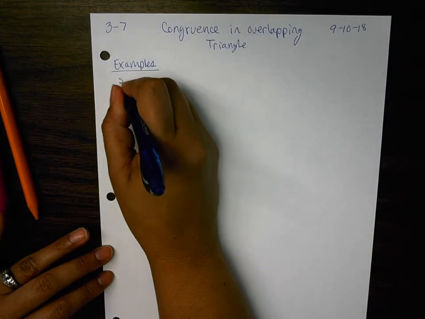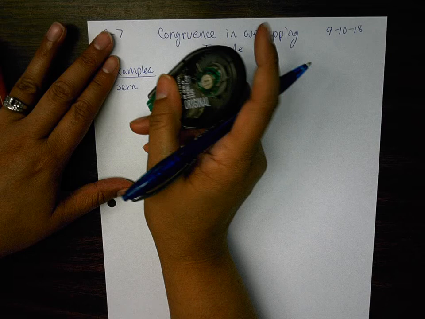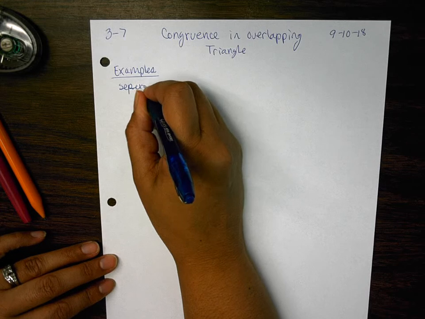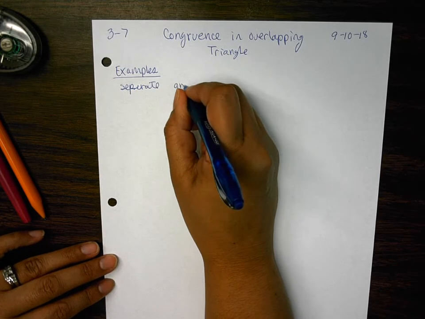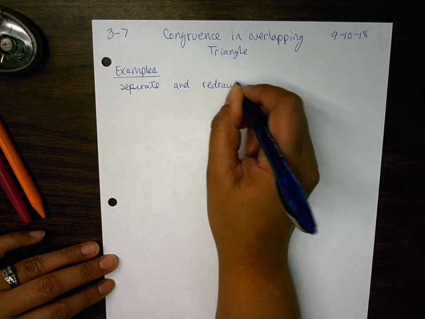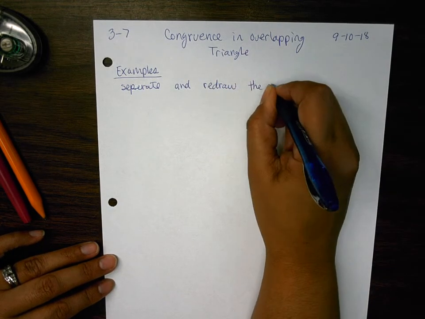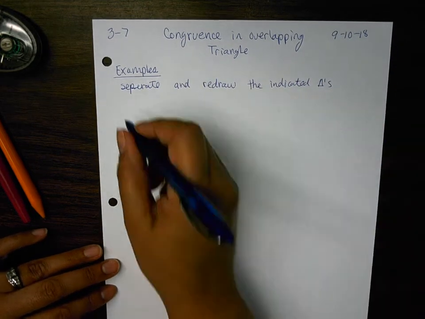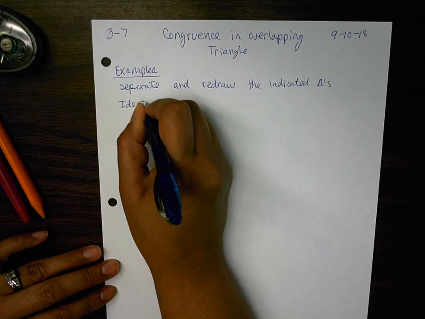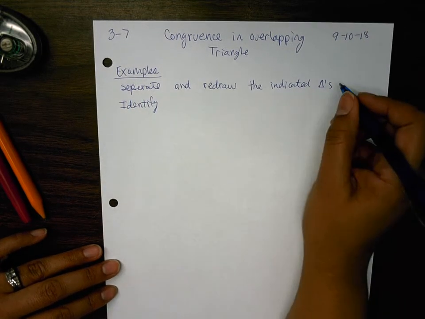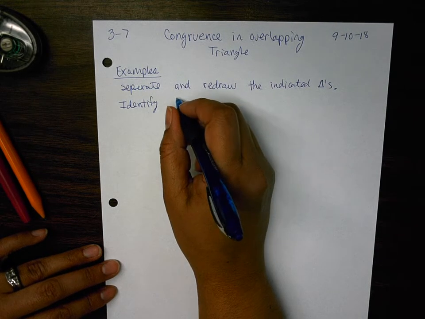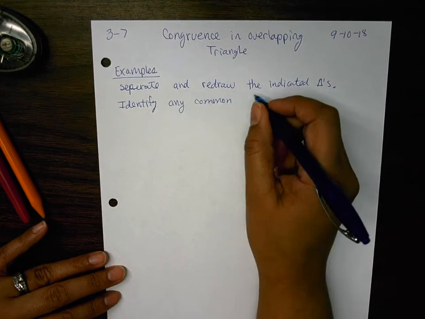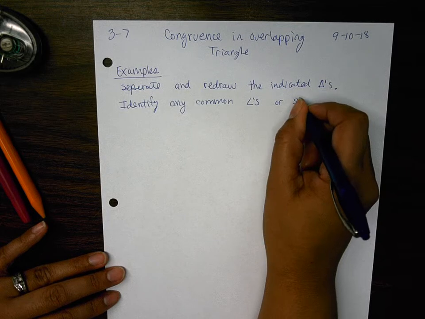Examples. What you're going to do here is separate and redraw the indicated triangles. Identify any common angles or sides.